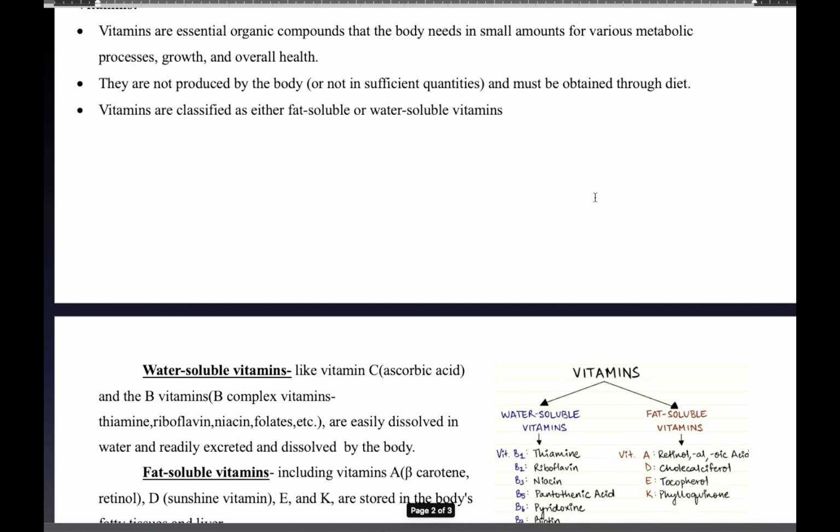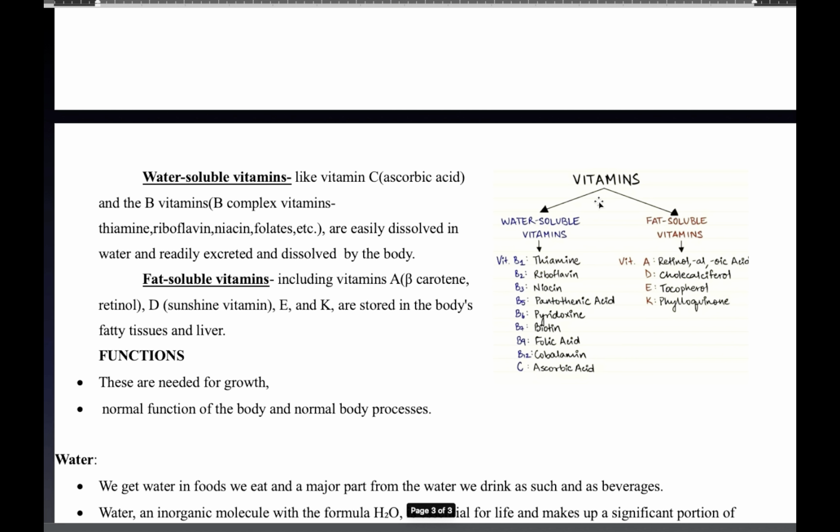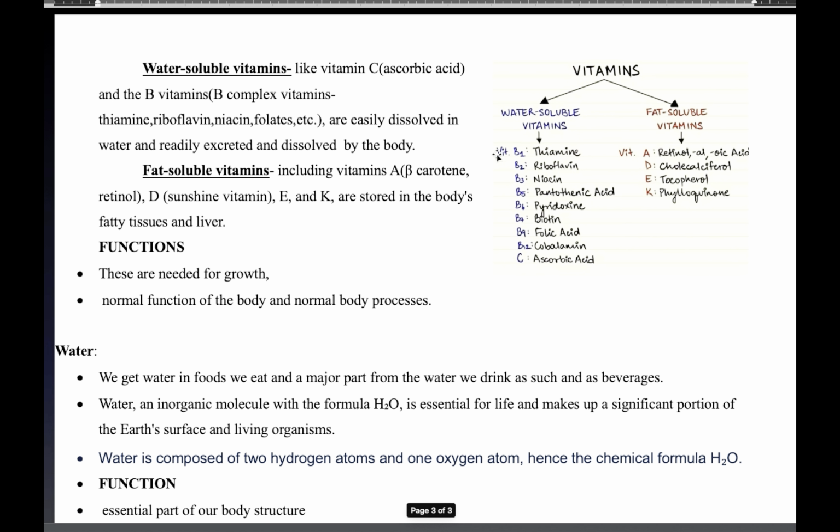Okay, so the basic classification is as water soluble and fat soluble vitamins. We know that water soluble vitamins are the vitamins that are readily dissolved by the water, and hence since water is abundant in the body, it is readily dissolved and can be easily excreted also. And these include vitamin C, that is also called the ascorbic acid, and the other B complex vitamins. So these are the B complex vitamins. There is B1 thiamine, B2 riboflavin, B3 niacin, pantothenic acid, pyridoxine, biotin, folic acid, cyanocobalamin etc. Okay, so these are the water soluble vitamins.